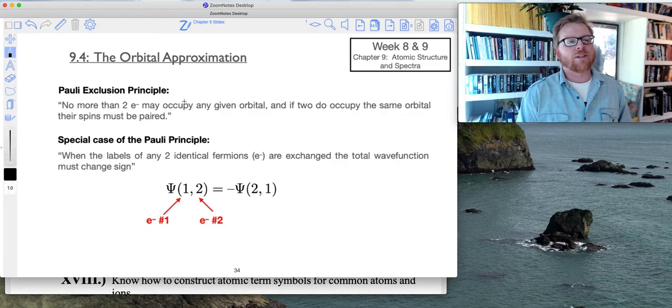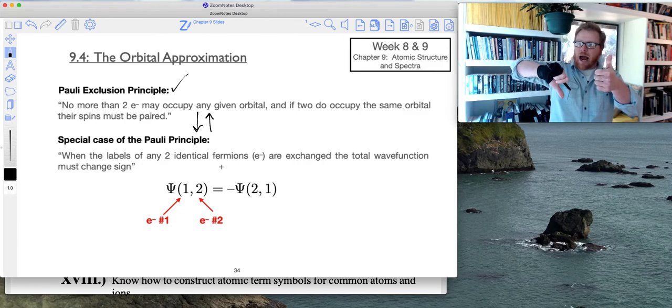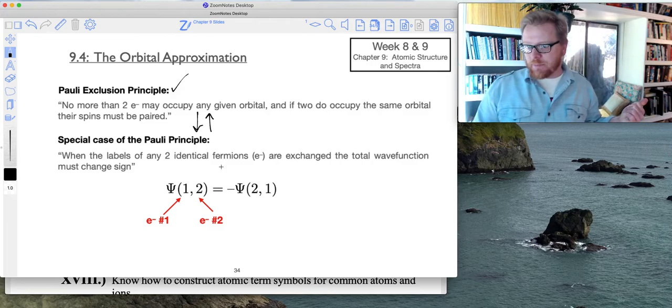So one of the big ones is the Pauli Exclusion Principle. And this is all something you've heard before from general chemistry. Perhaps you just don't remember, and that's okay. As a reminder, the Pauli Exclusion Principle says no more than two electrons may occupy a given orbital. And if two do occupy the same orbital, their spins must be paired. And by paired, we mean up-down, right? The spins must be paired, okay?